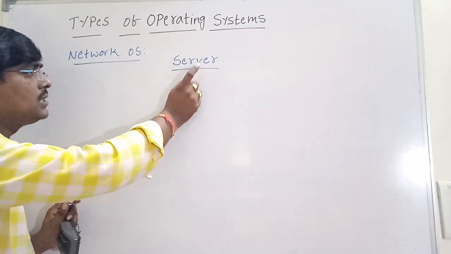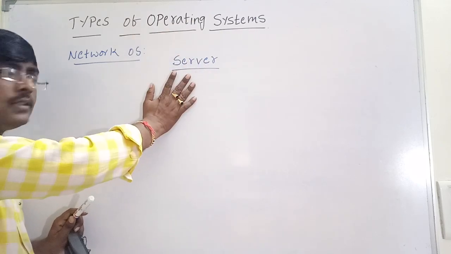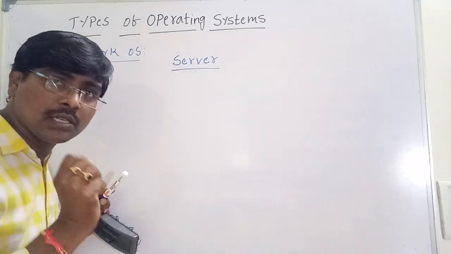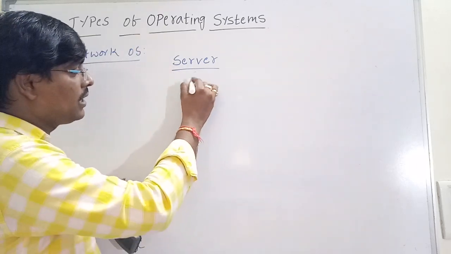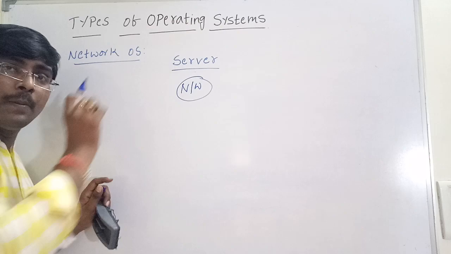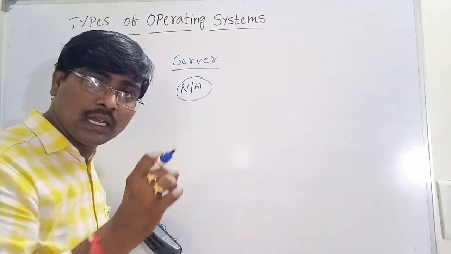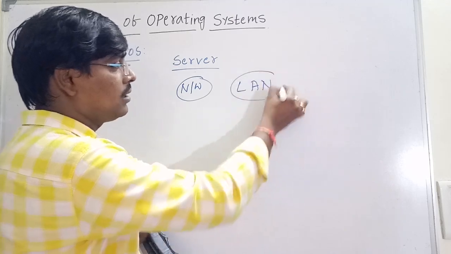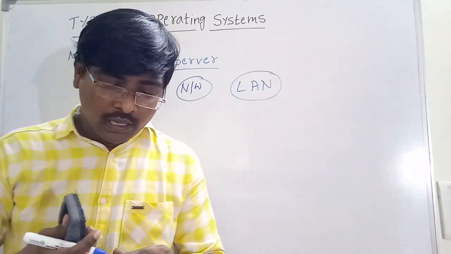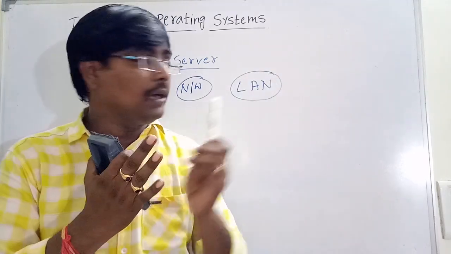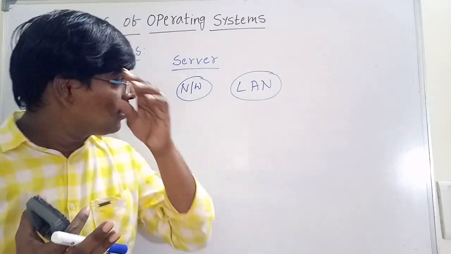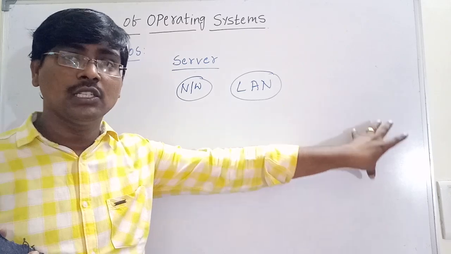All of these are maintained by this server. This is the network operating system, and all the systems are connected through a network, for example by using a LAN. So what is the advantage? If the systems are connected by using a LAN, they can easily share the resources.